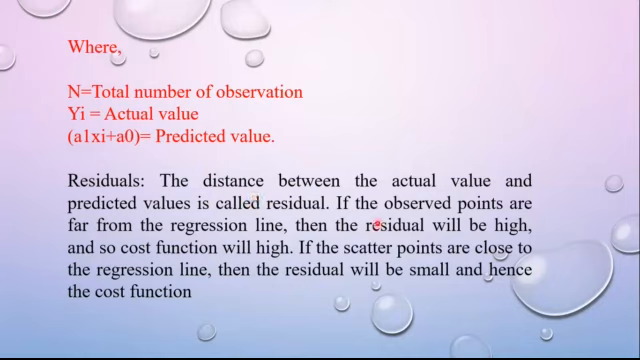And if observed points are far from the regression line, then what happens? The residual will be high, and so the cost function also automatically becomes high here. If the scatter points are close to the regression line, then the residual value will be small, and hence the cost function changes here.